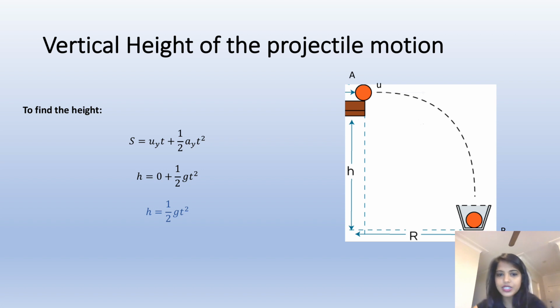Now in some questions they will give you height and they'll ask you to find the time of flight, and in some other questions they may give you time of flight and you have to find the height of the object from the ground.